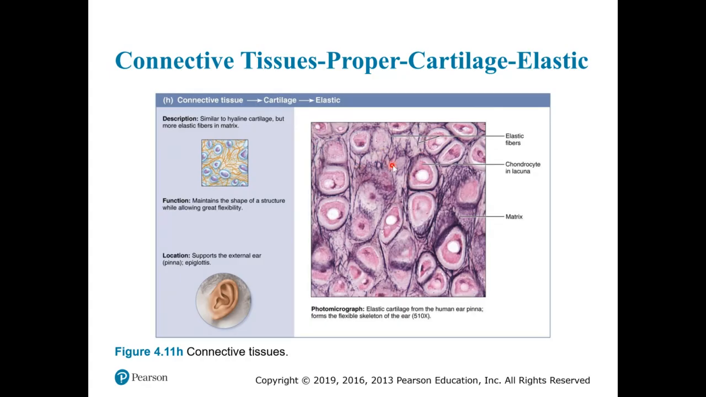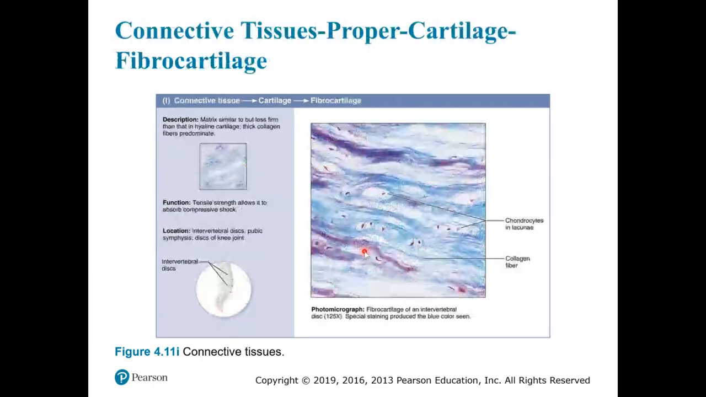Elastic tissue with some of those dark staining elastic fibers in the background. Pretty much the same thing with more fibers. And extra collagen fibers in the fibrocartilage to give it extra strength.